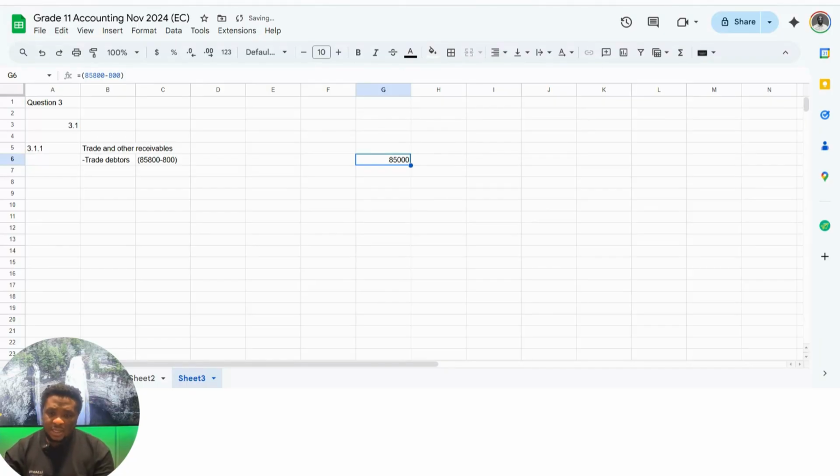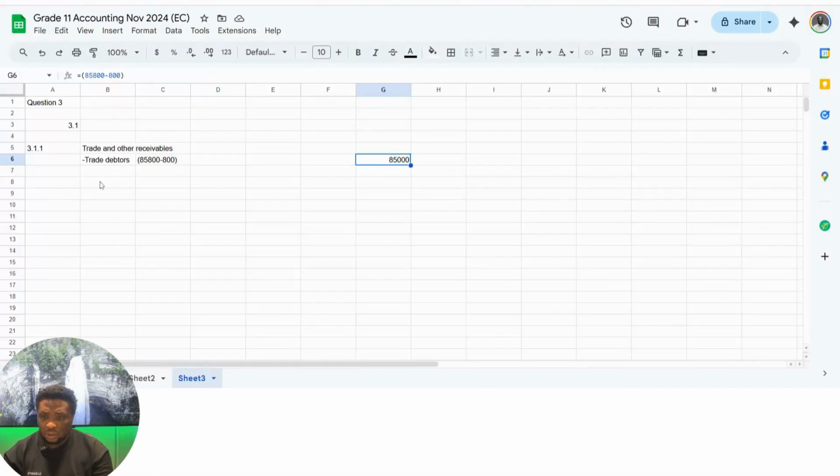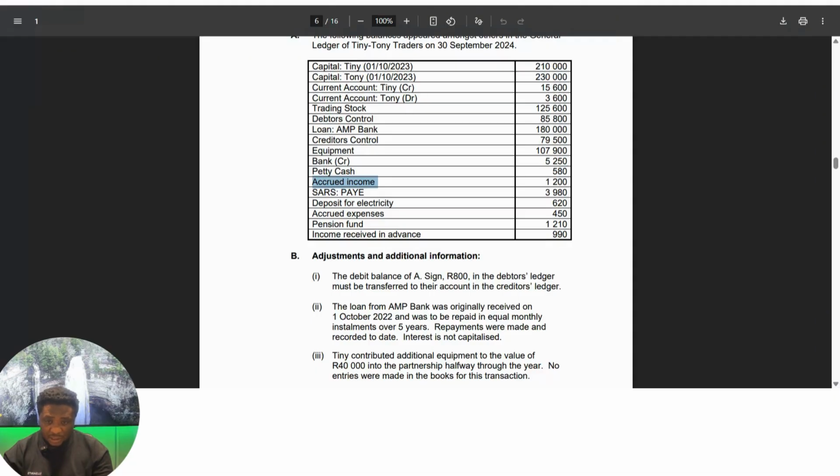The next thing that we need to look out for is prepaid expenses, deposits, as well as accrued income. So let's see what we've been given here in the list. Number one is accrued income, very clear, and it's given as 1,200. And there's no information suggesting that we need to make any changes. So accrued income is going to be worth 1,200. And then let's see if there's anything else that we can find. Prepaid expenses: no, we don't have prepaid expenses.